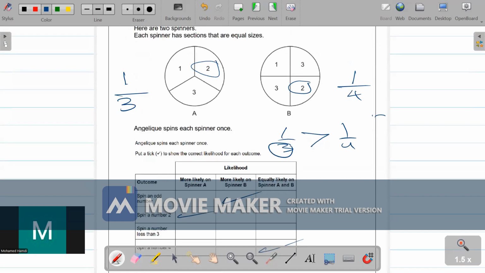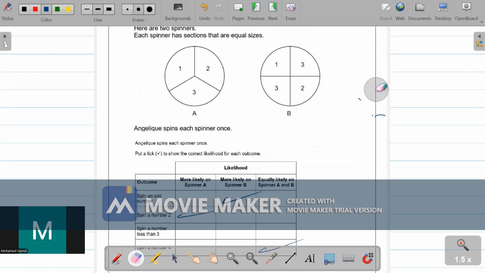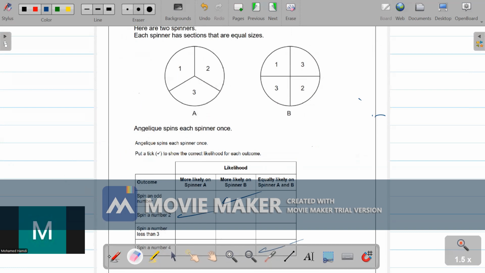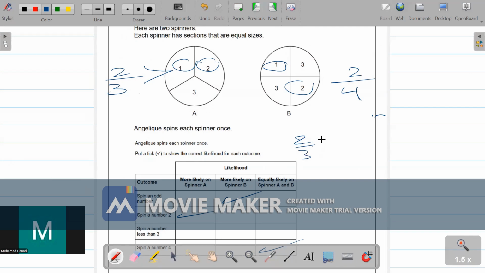And to spin a number less than 3, you can find two numbers less than 3, 2 out of 3, and here we have two numbers less than 3, 2 out of 4. So the chance or the fraction of the first spinner is greater than the fraction of the second spinner. So 2 over 3 is greater than 2 over 4 because the denominator of the first fraction is less than the denominator of the second fraction. So we have a better chance on spinner A to spin a number less than 3.